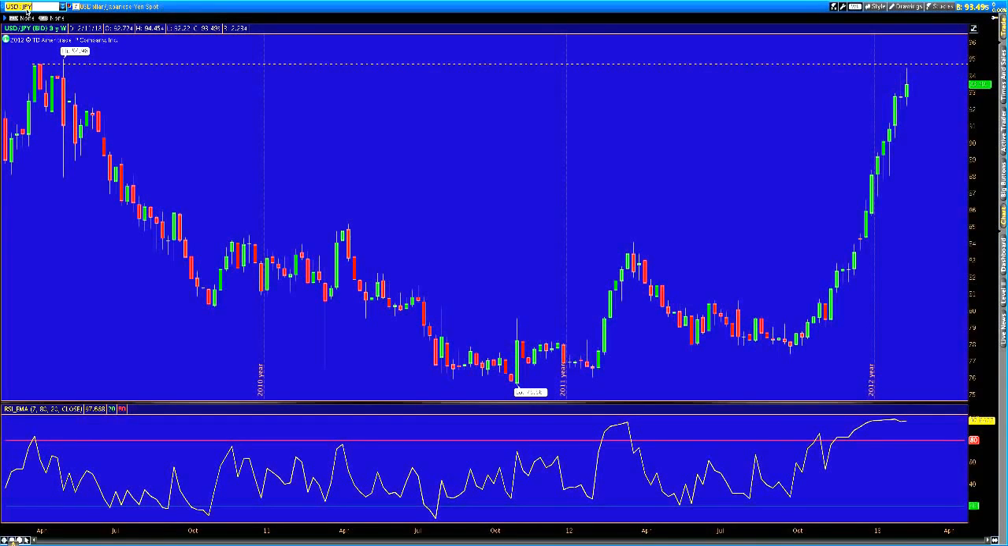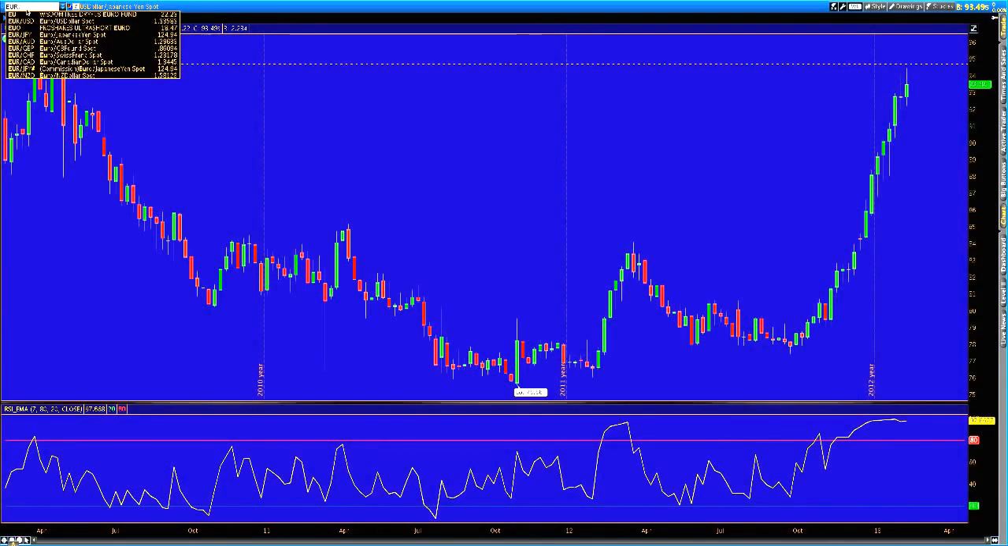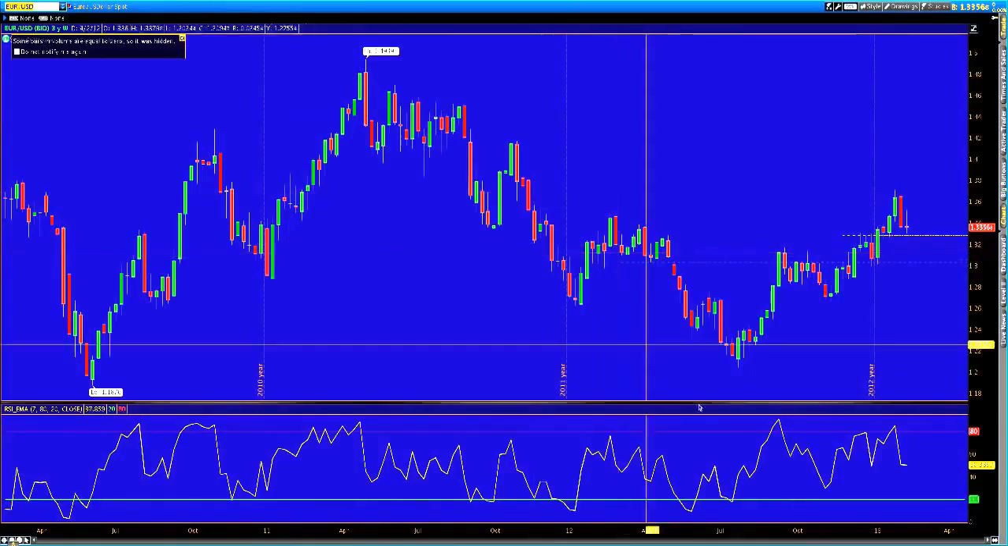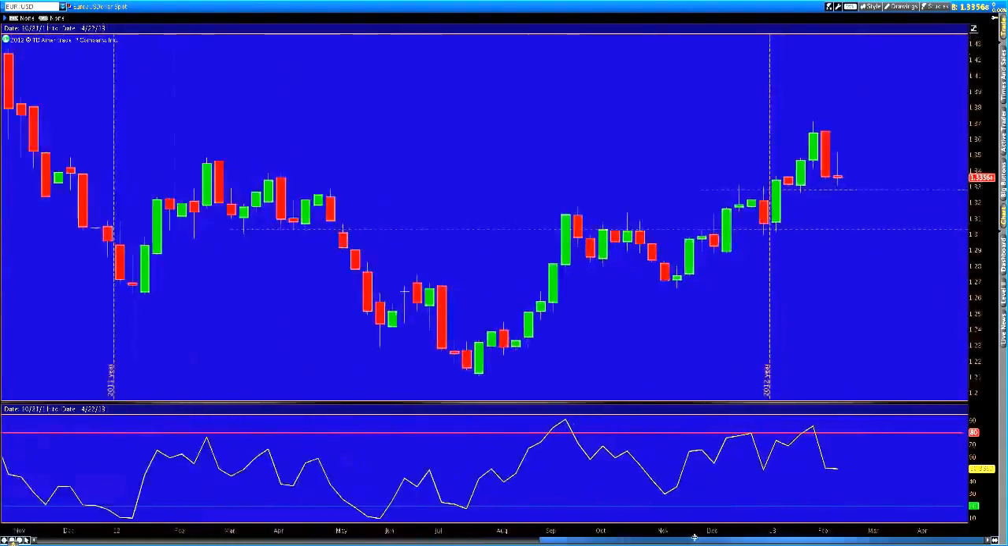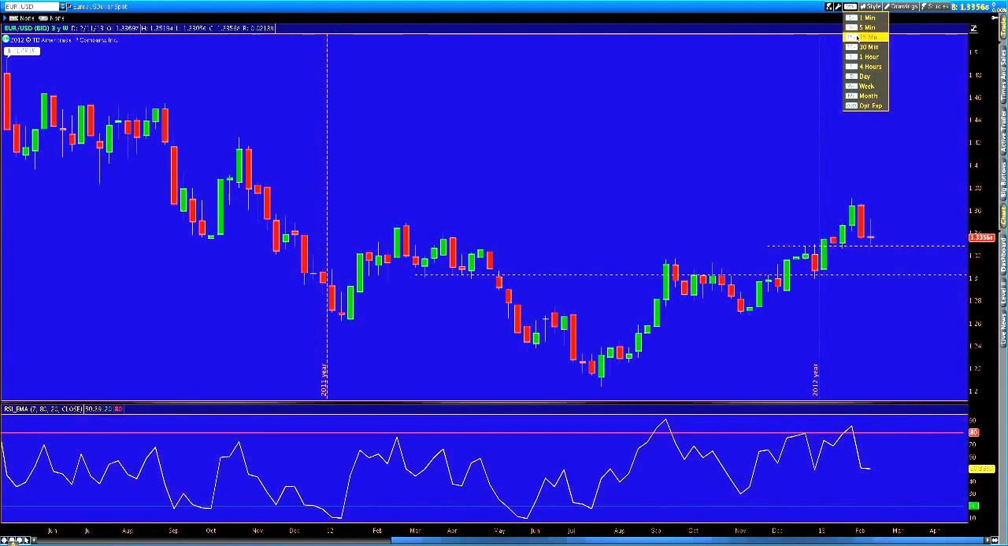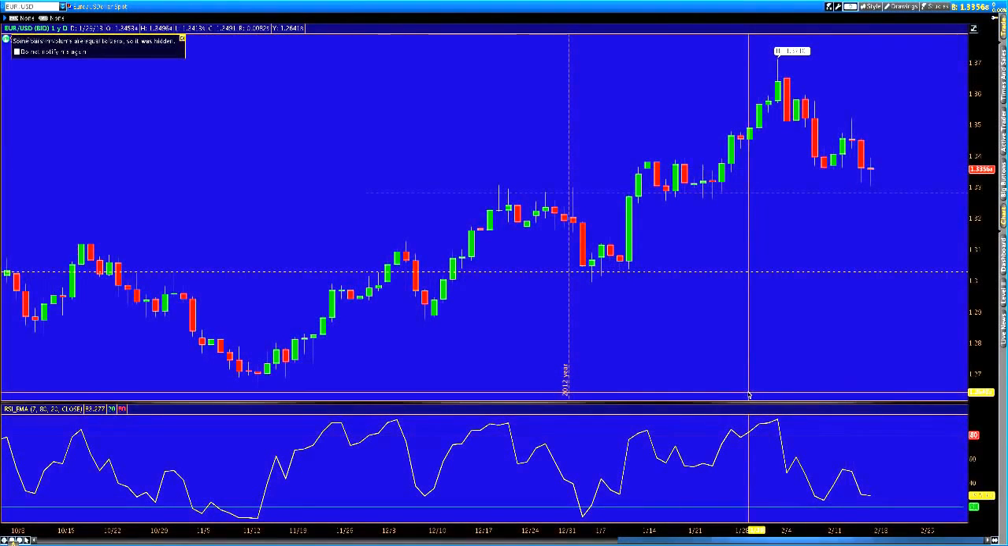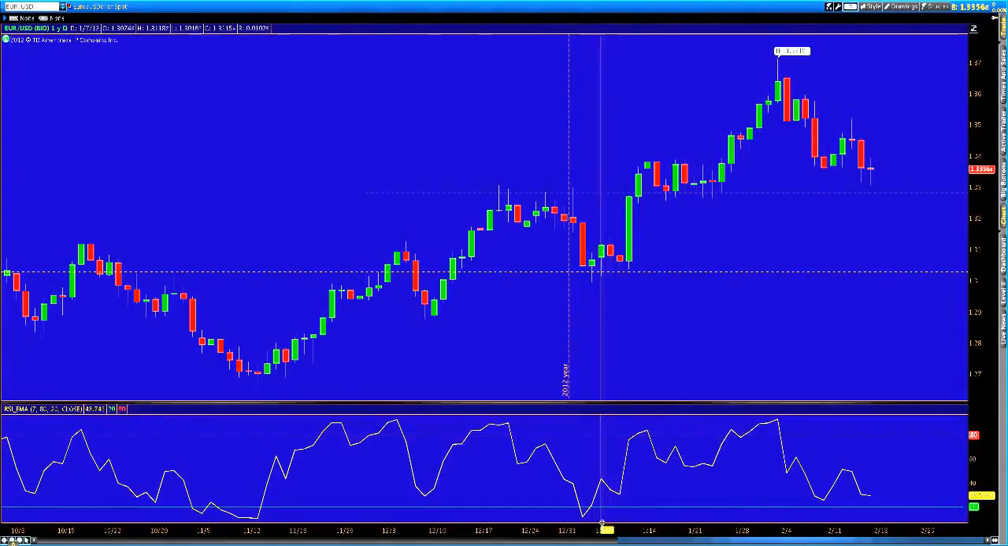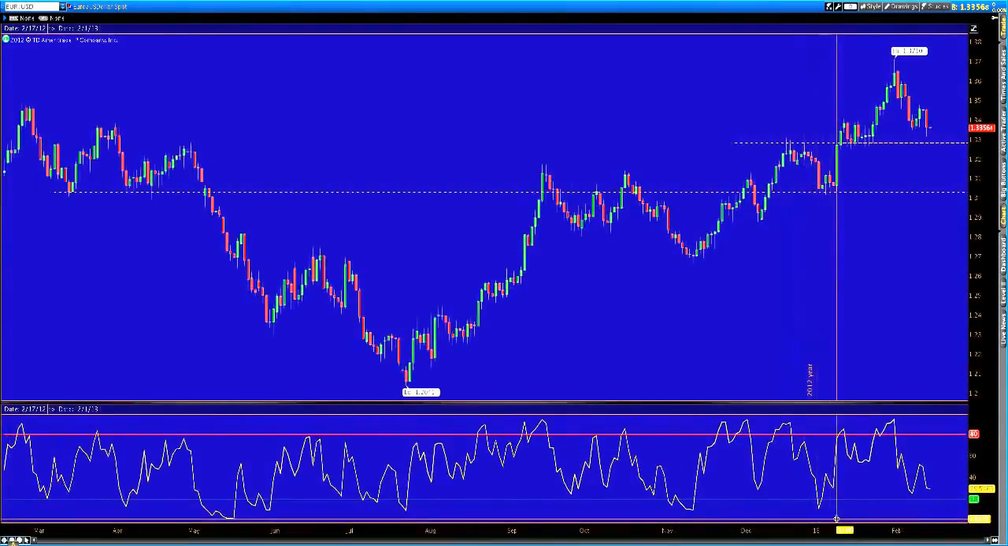Let's hop over now and look at the Euro USD, and I have identified here, just showing you this structure. Okay, we're out on the weekly chart here. Let's go down to a daily chart. How this structure plays a key effect in making our trading decisions.